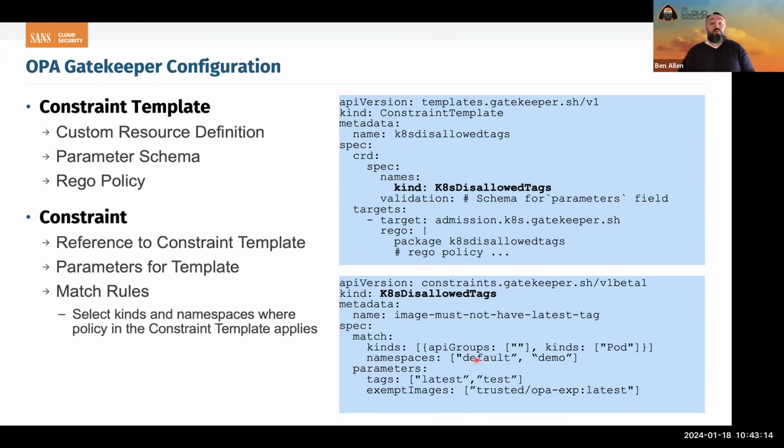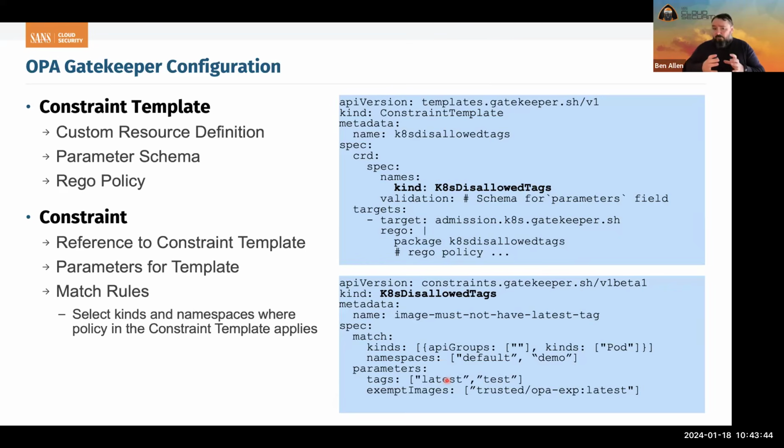Okay, what parameters do we want to leave with that? Well, we're going to deny the tag called latest. We're going to deny the tag called test in our image specification in this instantiation of the policy. We can instantiate a different set of rules for a different namespace or for a different resource type. We have that flexibility because the template and the constraint are separated.